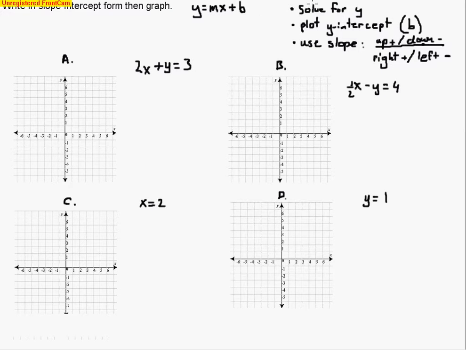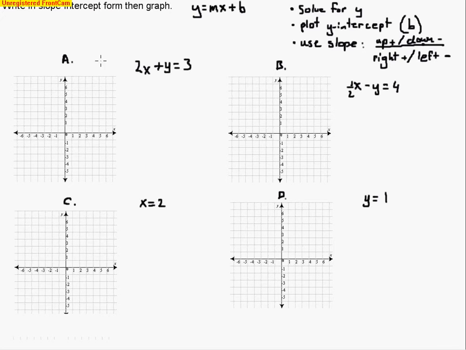So we first need to solve for y and then plot the y-intercept, which is the b value, then use the slope. Remembering that the slope is a fraction, a ratio of the rise to the run, the y's to x's. We're going to go up if it's positive, down if it's negative, that's the top number, and then on the bottom number, if it's positive, we'll go right, negative, we'll go left.